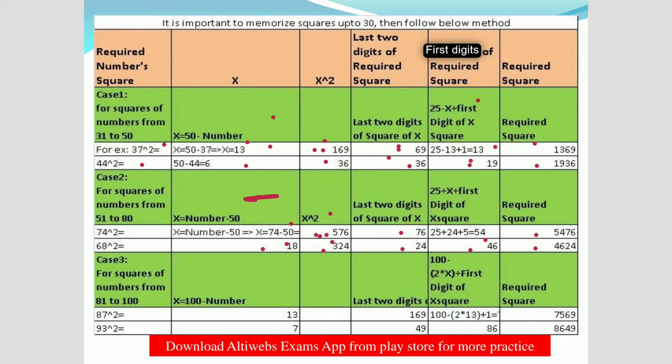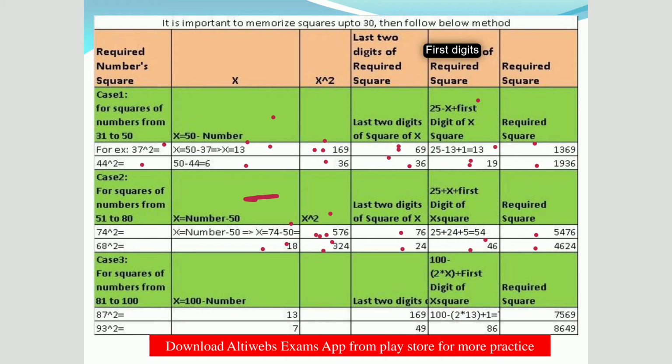I hope you got it. Let me summarize this again. First you have to find x. X is nothing but, if the number is less than 50, 50 minus the number. If it is more than 50, the number minus 50. If it is near to 100, 100 minus the number. Then find the x square. Then the last two digits of the x square will be the last two digits of the square of the required number.